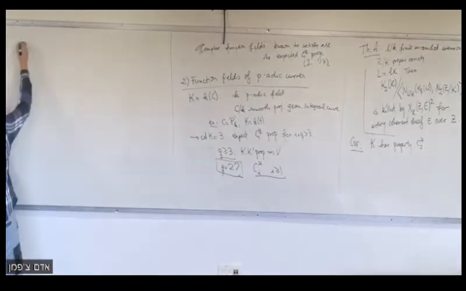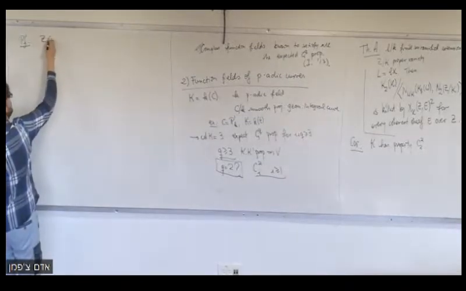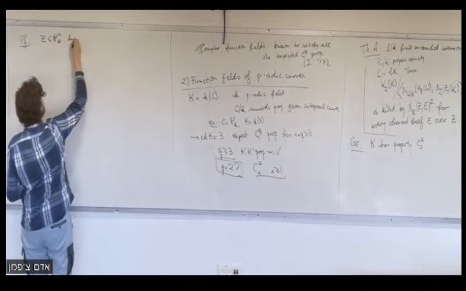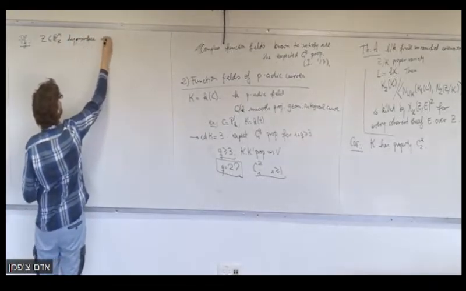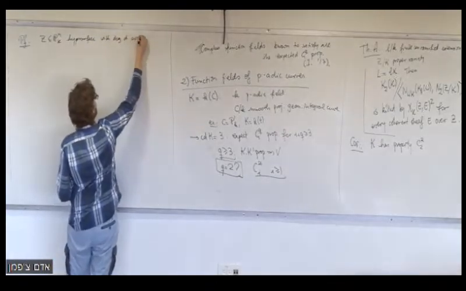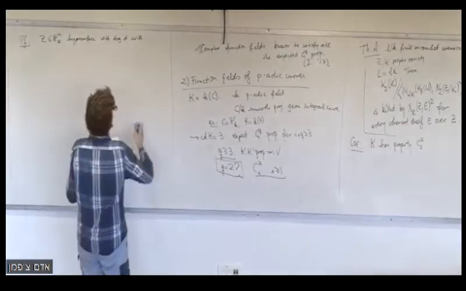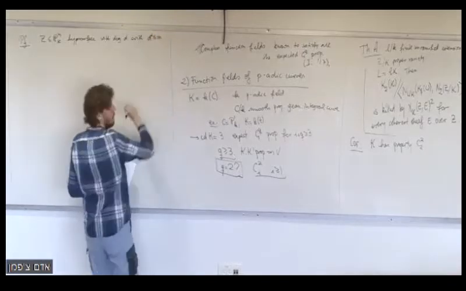So, proof. Let's take Z inside P^n over K. We need to look at a hypersurface with degree d, and since I'm looking at the C_2^2 property, I have the inequality d squared smaller or equal than n.